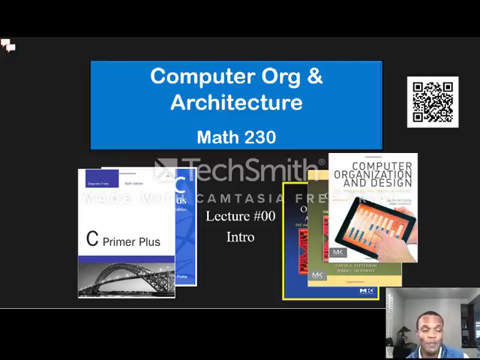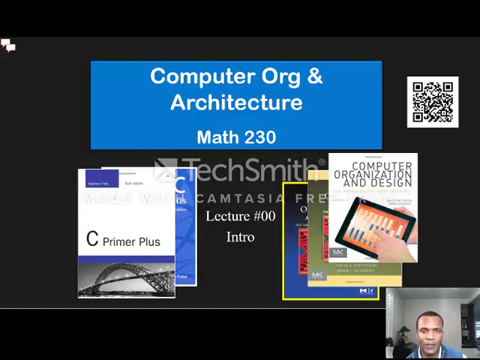Well, hello. Welcome to Computer Organization and Architecture, Math 230. Technically not a math course, but here at Southwestern College we do teach the computer science program through the math department. So this course, let me give you a brief overview as to what this course is about.